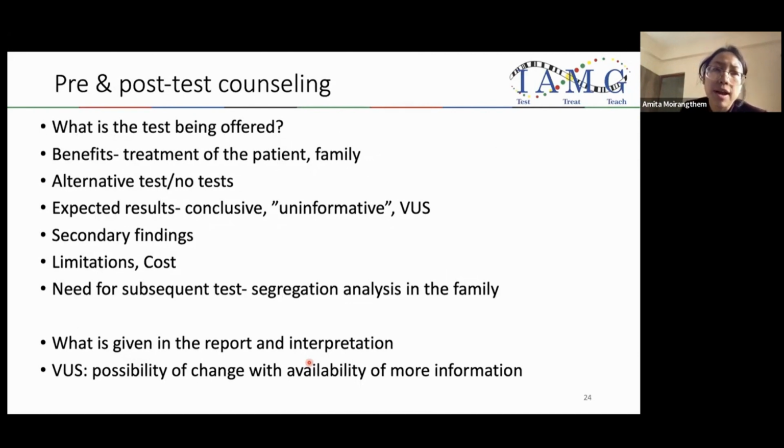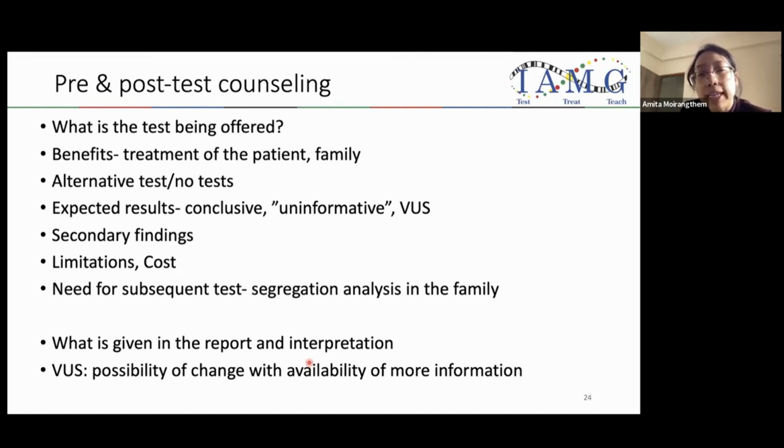So the proper pre-test and post-test counseling should focus on what test is being offered, what the benefits are in terms of management of the condition, and benefits to at-risk relatives or family members. What are the alternate tests available, including doing no test? Then we should tell them in a nutshell what results to expect, including an uninformative or negative exome and the possibility of finding a variant of uncertain significance. Then secondary findings, limitations, the cost involved, and they should also be explained the need for subsequent tests like segregation analysis in the family when we are sending only the exome of the proband.